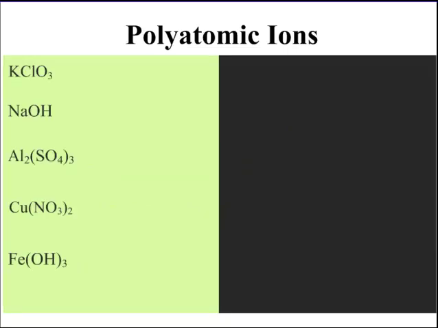Next, try writing the names for these compounds. As soon as you see more than 2 elements, know that you have a polyatomic ion present. Find that polyatomic ion, figure out the name of it, because you've memorized it, and use that in the name. Again, all but 1 polyatomic ion is a negative ion. So when you see KClO3, K is 1 ion, ClO3 is the other ion. And the name for that is potassium chlorate.